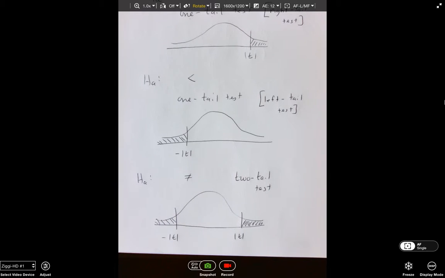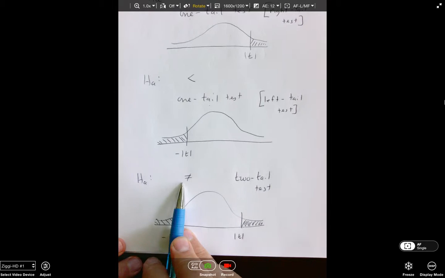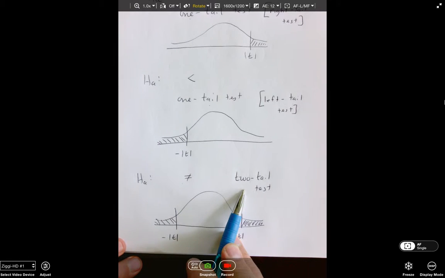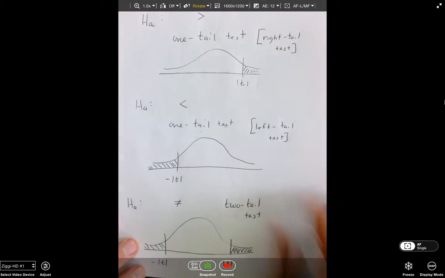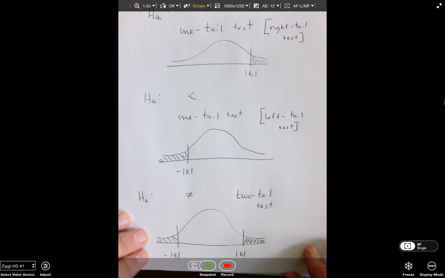But anyway, this is called a two-tail test. So it's one of those things you remember, guys. Less than, greater than, one-tail test. Not equal to is called a two-tail test. Sometimes we refer to these two as a directional test, and this is a non-directional test.